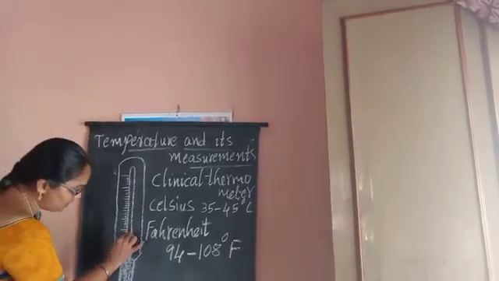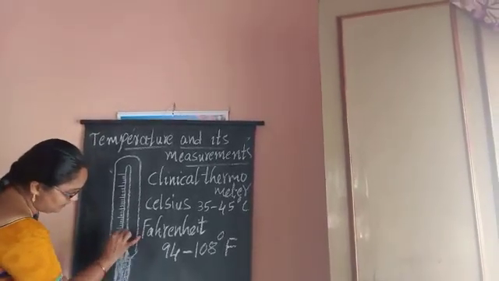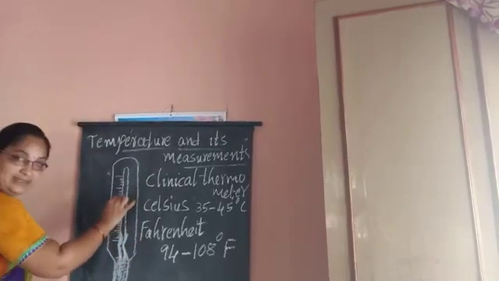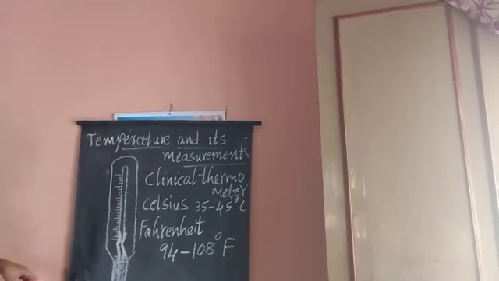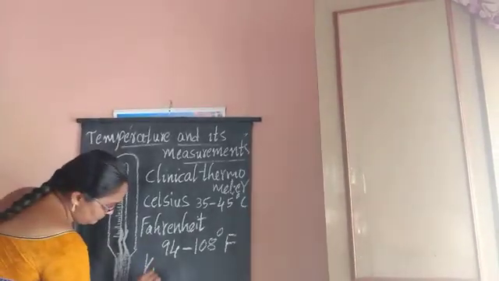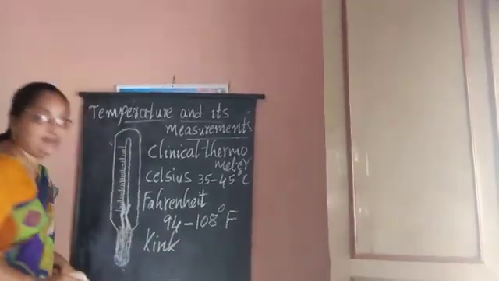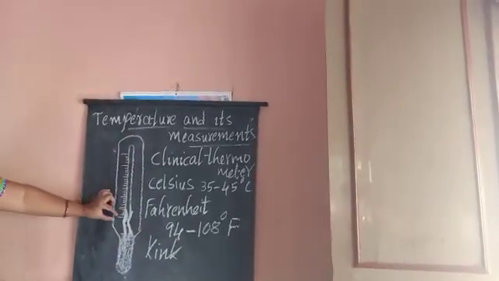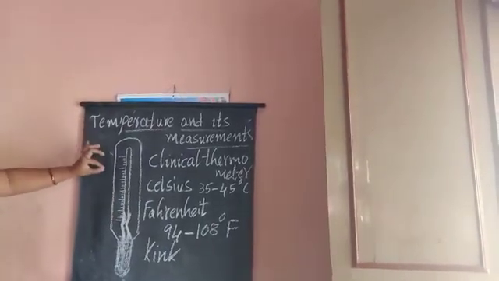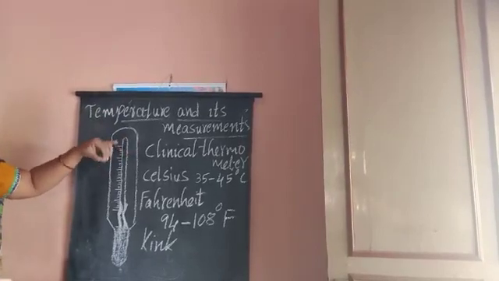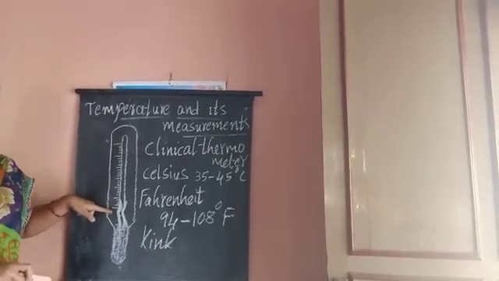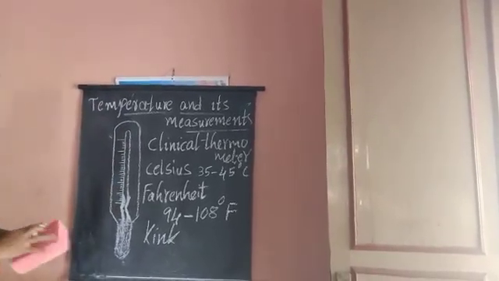If you observe here, there is a kink in the capillary tube near the bulb. This kink prevents the fall of mercury on its own. Okay, this kink prevents the mercury from falling down.